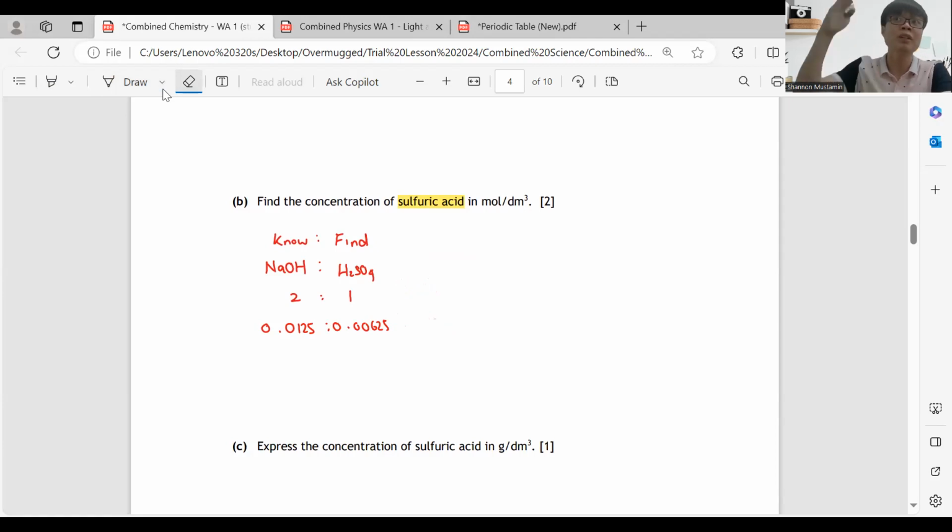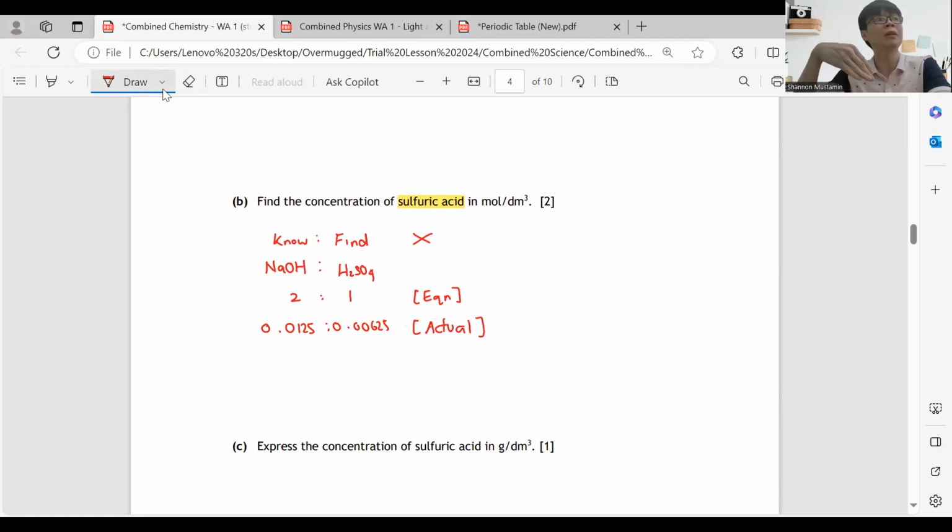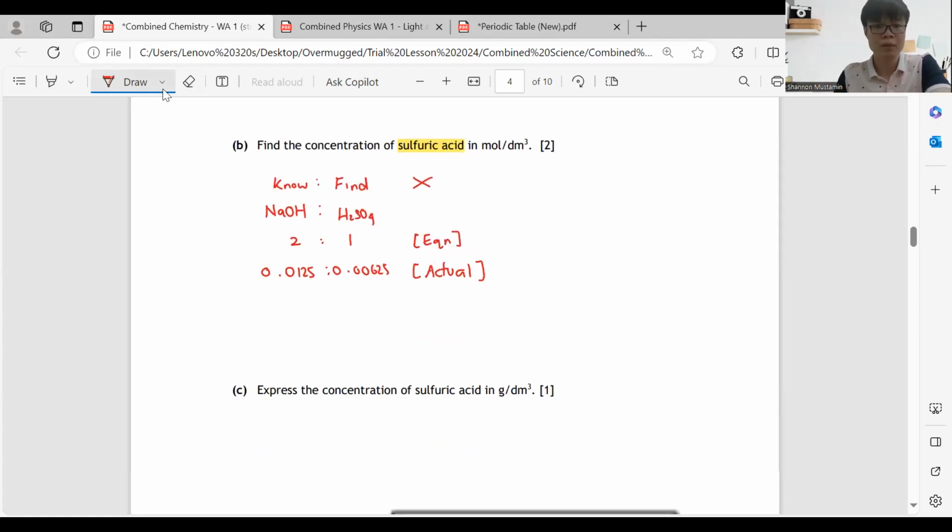So remember the presentation order, the substance first. This one you don't write in an exam, okay? Then the equation ratio. From your equation or recipe, what does it say? This is the actual mole or quantity that you have. You are scaling down. Okay, you have the mole. Can you convert mole back to concentration?